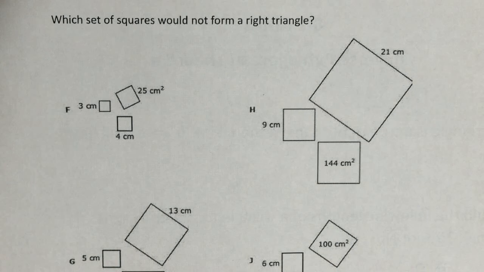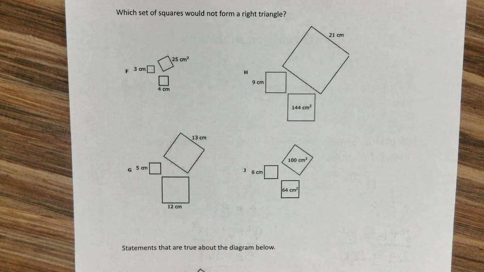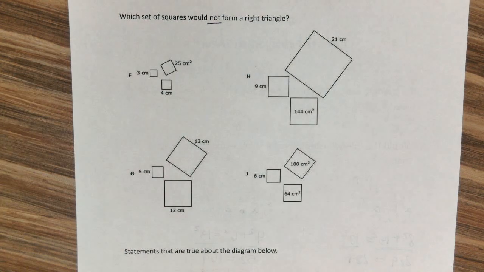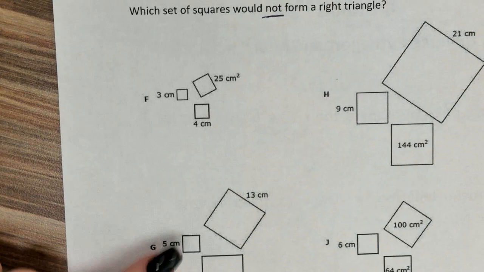You don't actually flip to the back. I put it on here. Everybody flip to the back. I put it on here. This was actually from a STAR test, and they tried to confuse the students. They said which set of squares would not form a right triangle. So you're looking for the one that's not true. Here's the problem. Everybody look at choice F.